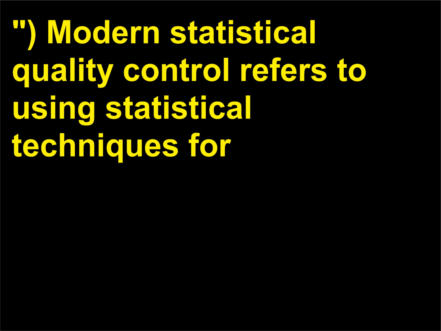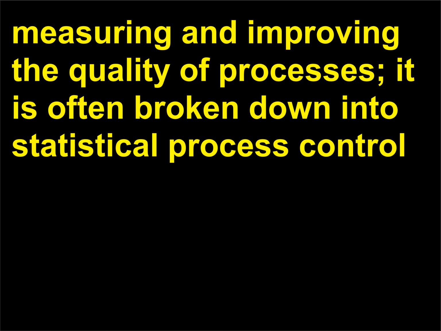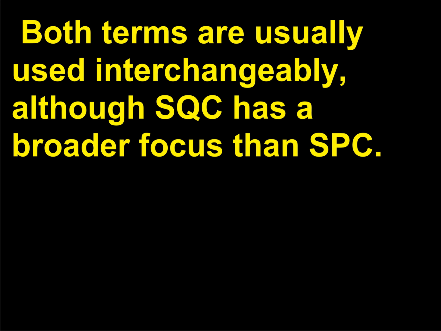Modern statistical quality control refers to using statistical techniques for measuring and improving the quality of processes. It is often broken down into statistical process control, SPC, see above, and statistical quality control, SQC. Both terms are usually used interchangeably, although SQC has a broader focus than SPC.